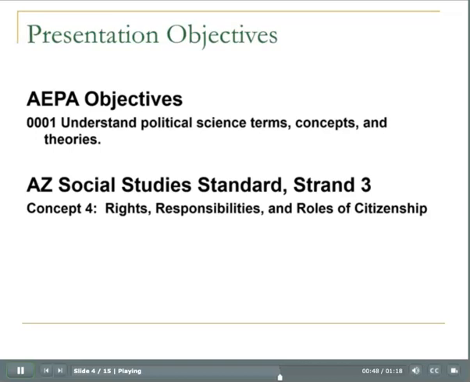Then, after this presentation, I would again recommend that you review these objectives and consider how your understanding of these objectives has changed so that you can identify what you've learned in this particular presentation and how to fit those objectives listed in the social studies standards and the AEPA back into the larger picture of how the government operates.